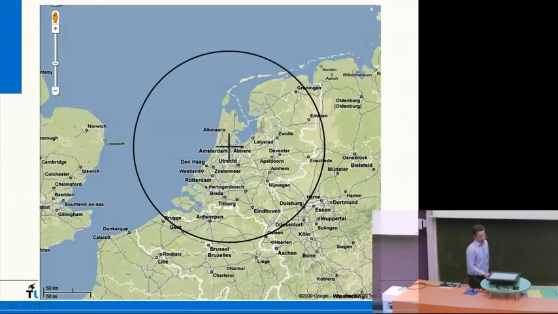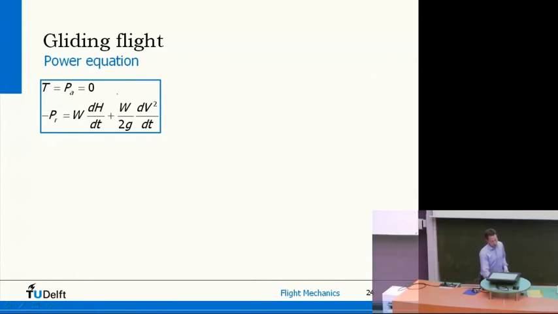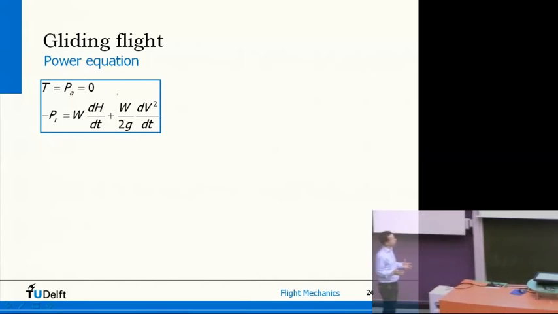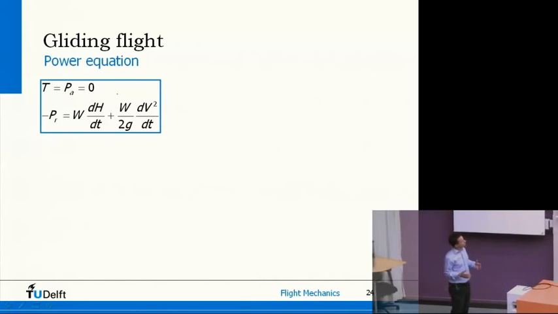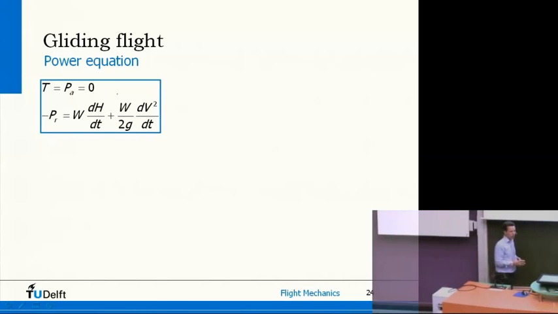So if I go back to the equation, we basically had power available minus power required, and power available is equal to 0. So it says minus power required, the energy you're losing to overcome drag, is equal to the change of potential energy plus the change of kinetic energy. Now the question is, what can you do in case the engines have failed?